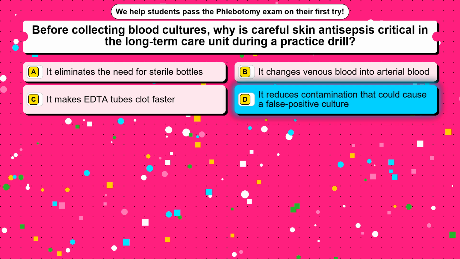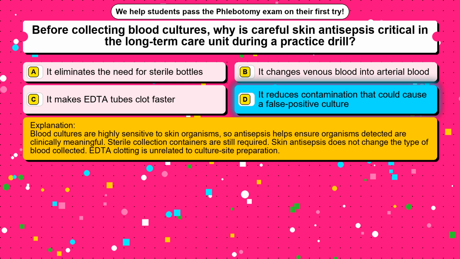The correct answer is option D. It reduces contamination that could cause a false positive culture. Blood cultures are highly sensitive to skin organisms, so antisepsis helps ensure organisms detected are clinically meaningful. Sterile collection containers are still required. Skin antisepsis does not change the type of blood collected. EDTA clotting is unrelated to culture site preparation.